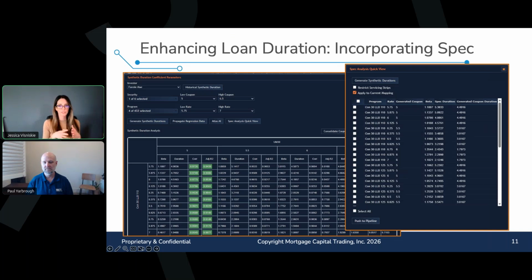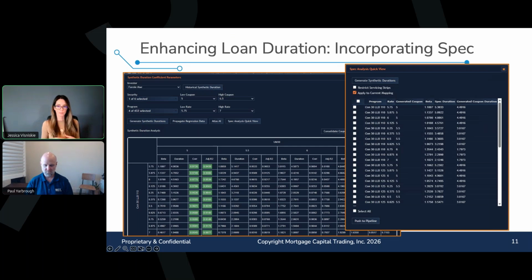So I'm going to focus your attention first on the left side of the screen. At the very top, it says synthetic duration coefficient parameters. This is where we can input our assumptions and drive the results that we're looking for based on these assumptions. Here I'm looking at Fannie Mae pricing. Under security, I have the UM30 selected, and then I selected just a coupon range of 5 to 6.5 here.